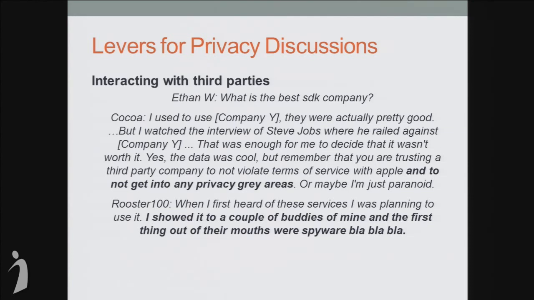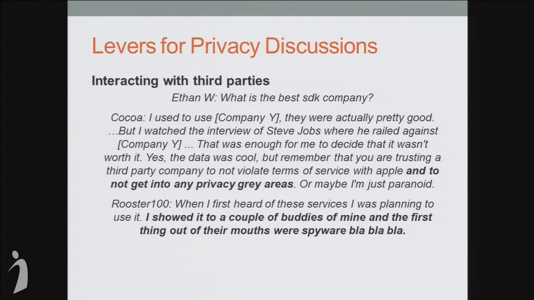Coco replies, "I used to use Company Y. They were actually pretty good. But I watched the interview of Steve Jobs where he railed against Company Y. That was enough for me to decide that it wasn't worth it. Yes, the data was cool, but we're trusting a third company to violate terms of services with Apple and to not get into any privacy gray areas. Or maybe I'm just paranoid." Rooster100 chimes in, "When I first heard of these services, I was planning to use it. I showed it to a couple of buddies of mine, and the first thing out of their mouths was spyware, blah, blah, blah."